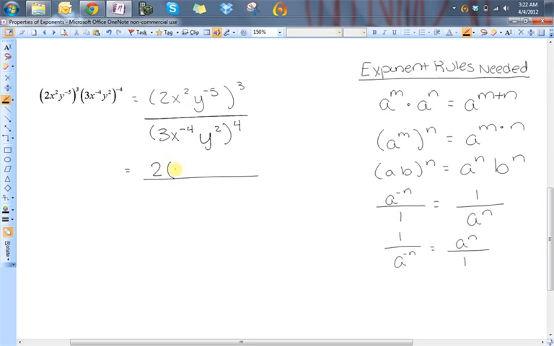Okay, so that's using this rule here. I'm sorry, this rule here. I pointed to the wrong one. So I have x squared cubed, y to the negative fifth cubed. I'm just cubing each one of the factors, and with this one I'm going to raise each of these factors to the fourth power. Oops, I forgot to cube my 2 here. So 3 to the fourth, x to the negative fourth to the fourth, y squared to the fourth.